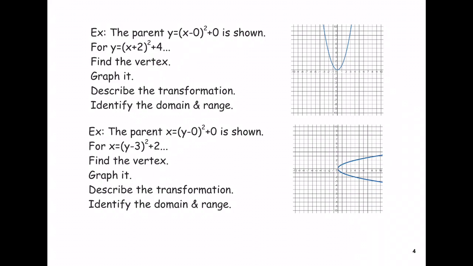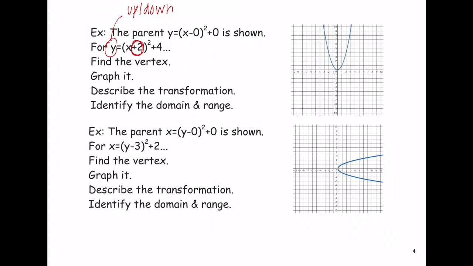So the first example, the parent function y equals x minus 0 squared plus 0 is shown to the right. They then want us to find the vertex, graph, and describe the transformations and the domain and range for the quadratic function y equals x plus 2 squared plus 4. So the first thing that I notice is it's set equal to y, so my parabola should open up or down, which means my h is always associated with my x, so I have a plus 2.